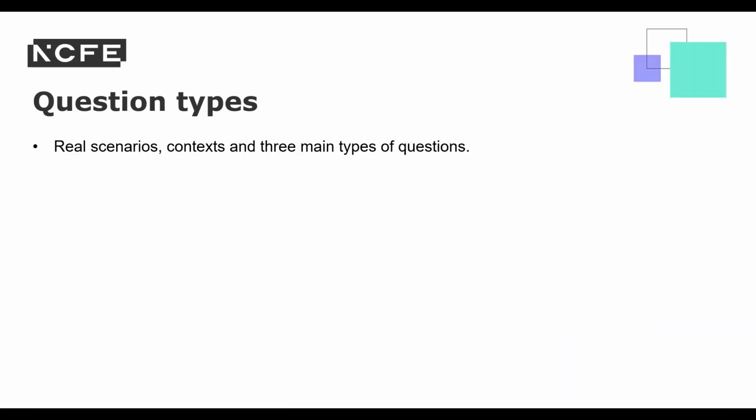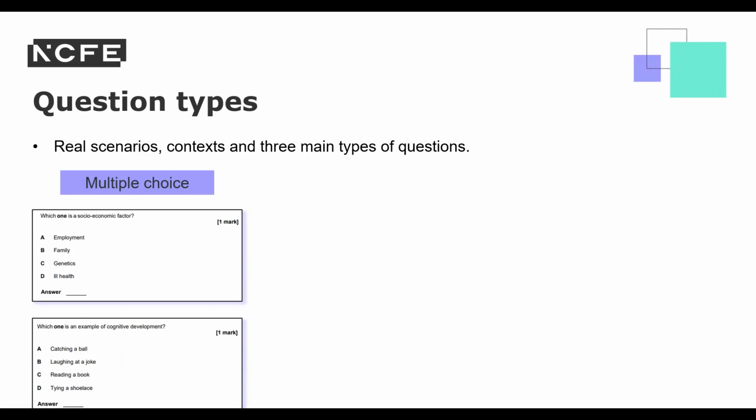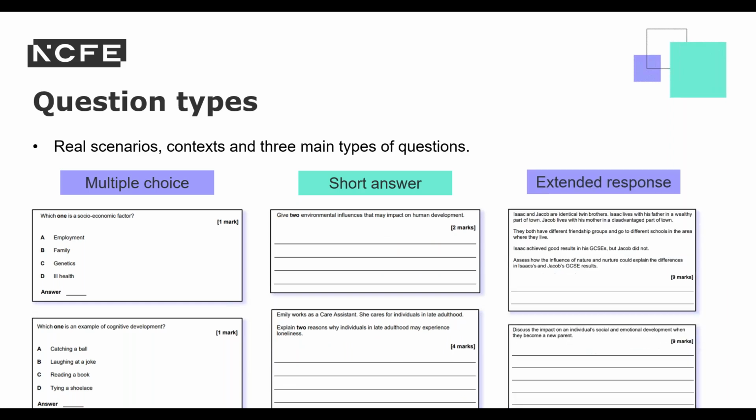There are 3 main types of questions on the external assessment, and where possible, they have been set within the context of the subject with real-world case studies. The first type of question is multiple choice, and these are usually worth around 1 mark. Multiple choice questions cover assessment objective 1. The second type of question is short answer, and these are usually around 2 to 4 marks. And the third type of question is the extended response questions, and these are usually worth around 6 marks or more.